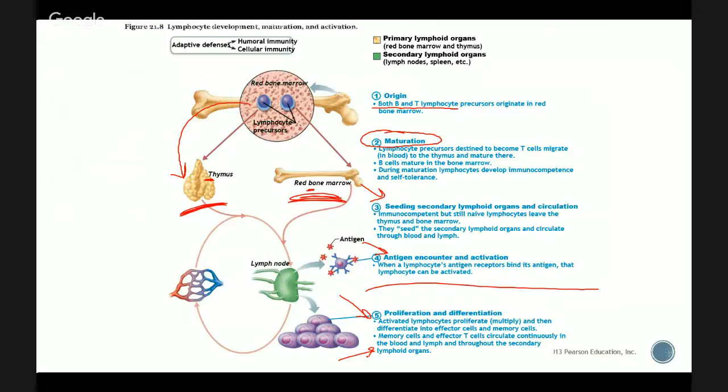That's essentially what happens from the beginning. They're born in the bone marrow, they travel to the thymus or they stay in the bone marrow for their education when they mature. Then after they receive their education, they go out into the workforce and they are looking out for the antigens. And when they encounter that, they become active and then they do the work.